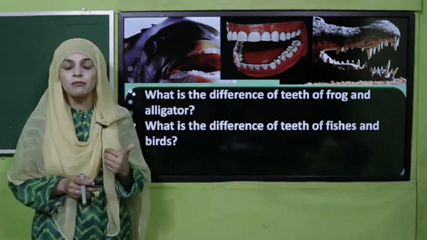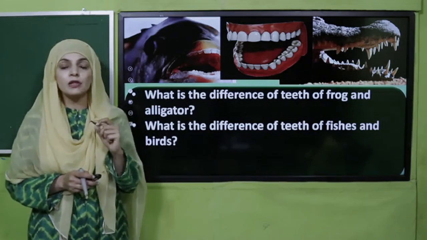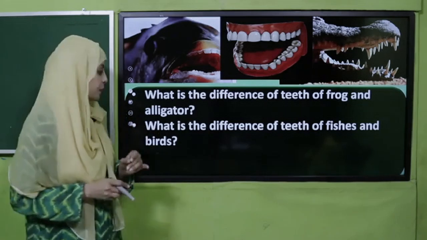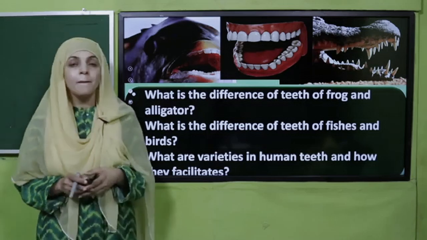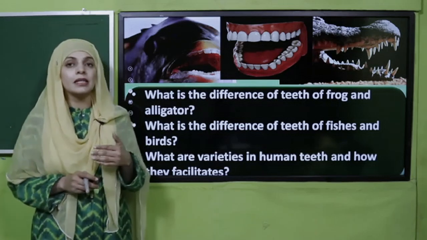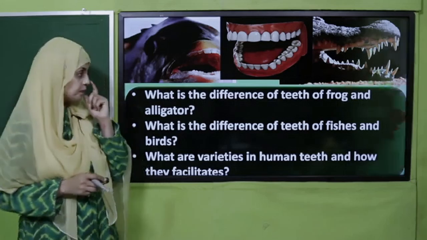What is the difference between the teeth of fishes and birds? Birds do not have any teeth, they have ridges, whereas fish have very small teeth for tearing the flesh. Then what are the varieties in human teeth and how do they facilitate? They have a variety of teeth, conical, flat and pointed, and they help in tearing, grinding and chewing the food.